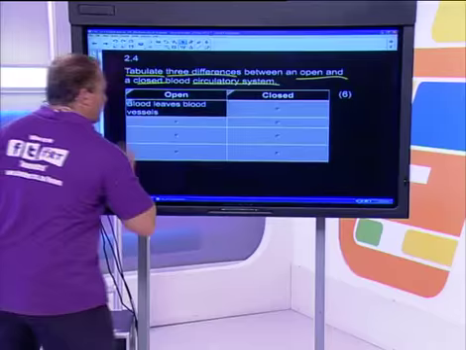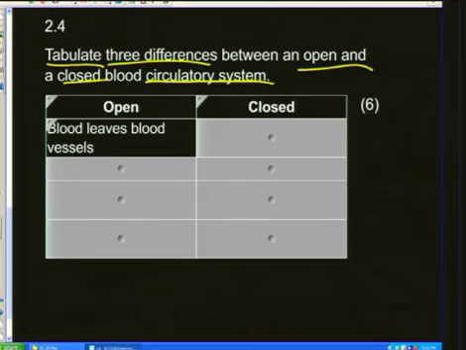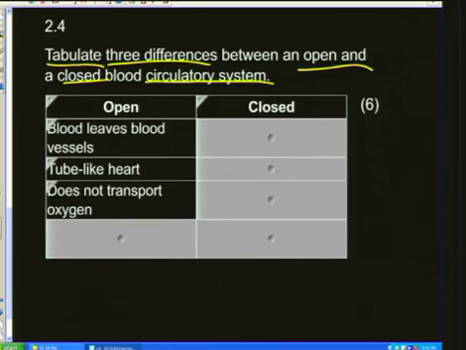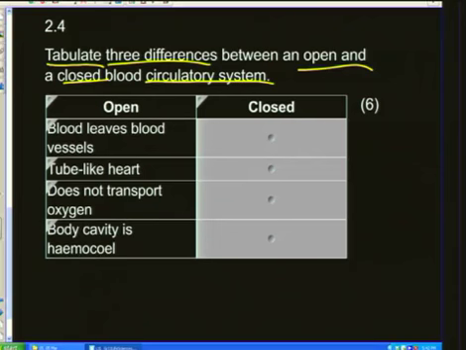I'm going to go through this quickly. First of all, blood leaves body vessels. It just drops into the body. Next thing, tube-like heart. Okay, small little tube-like heart. Next thing, it does not transport oxygen. The cells get oxygen from around, from the outside. And then lastly, the blood cavity is a hemocoel.